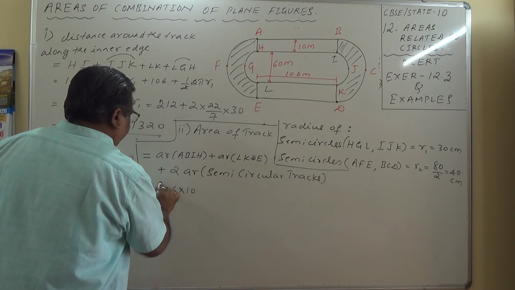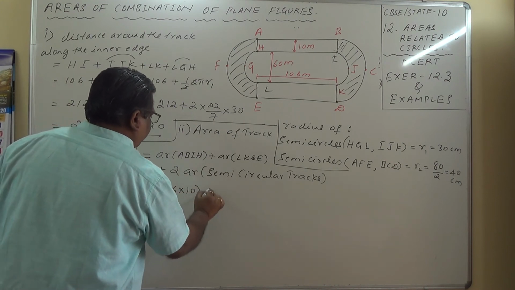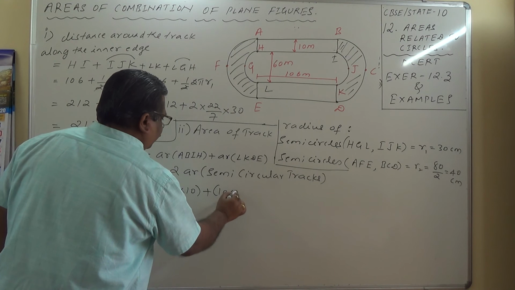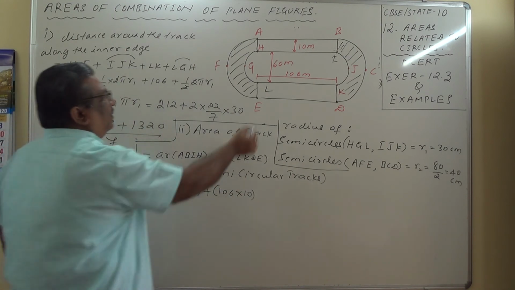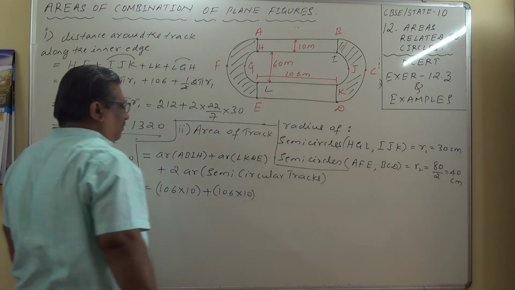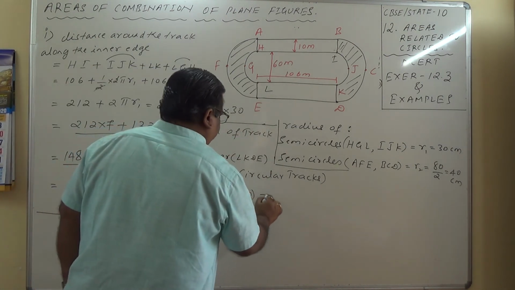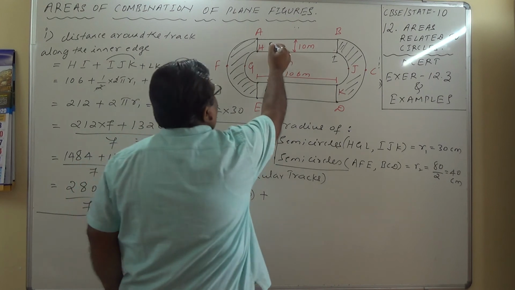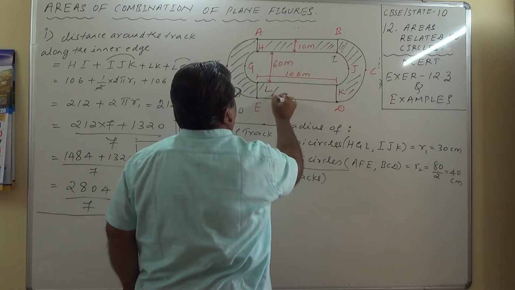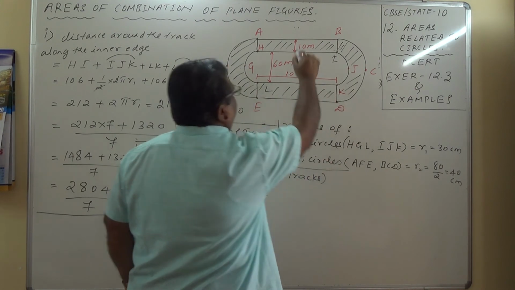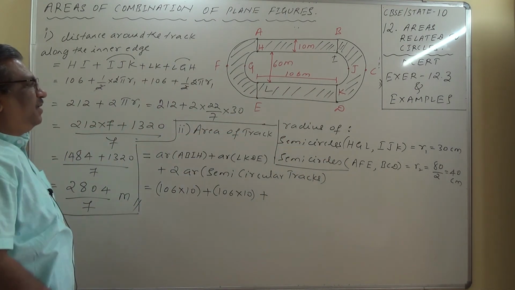106 into 10 square meters plus once again 106 into 10, because these 2 areas are same here. That means this area and this area both are same, plus I can show it as a hashed area also here. Okay, that is the area of the shaded region: it is nothing but the area of the track.